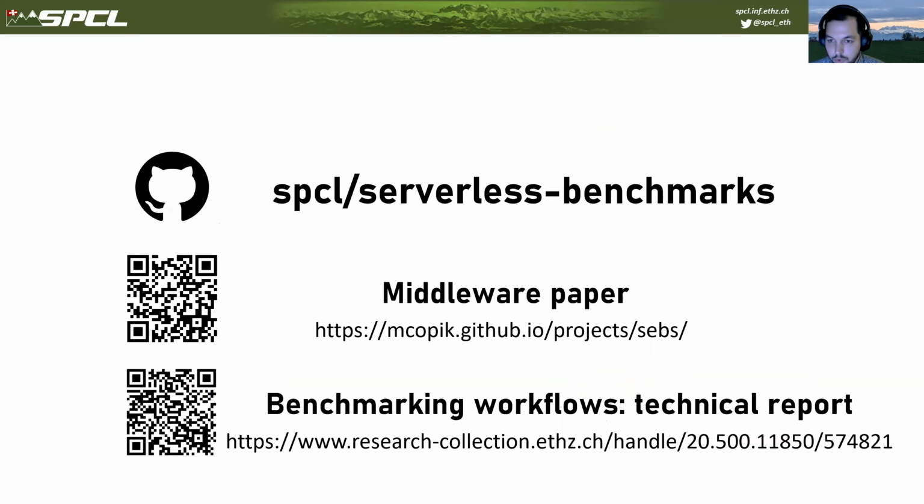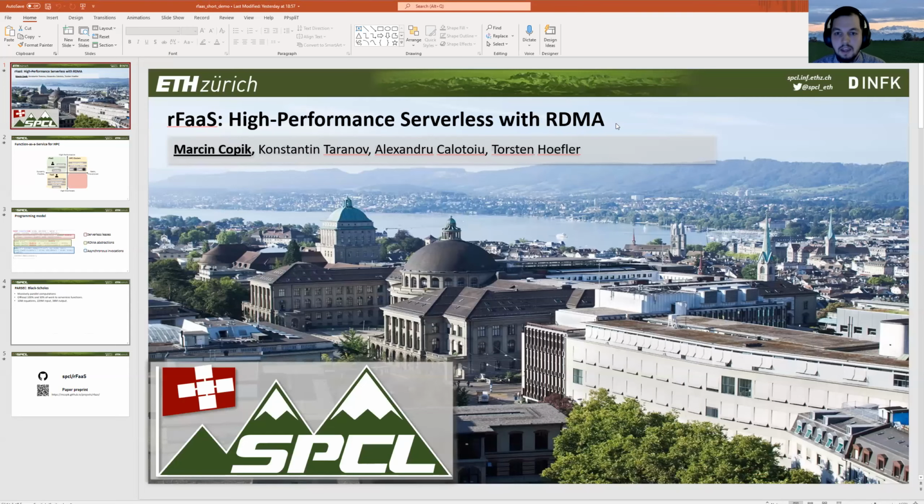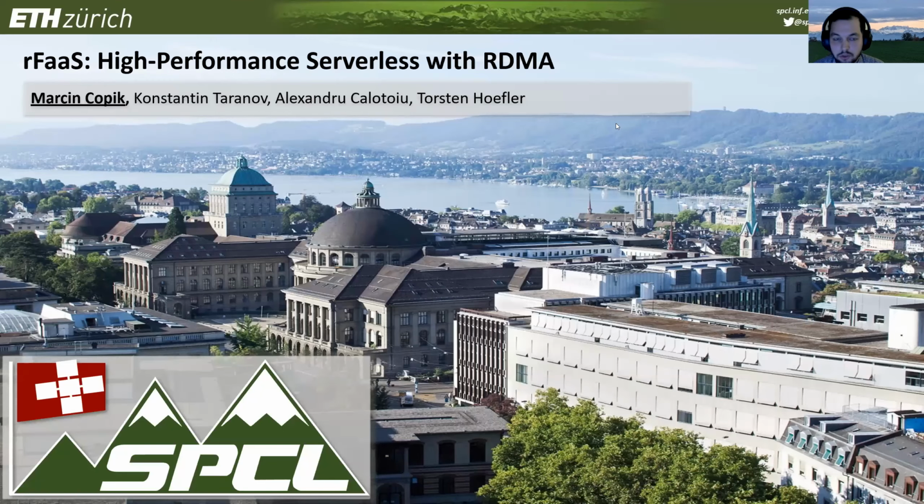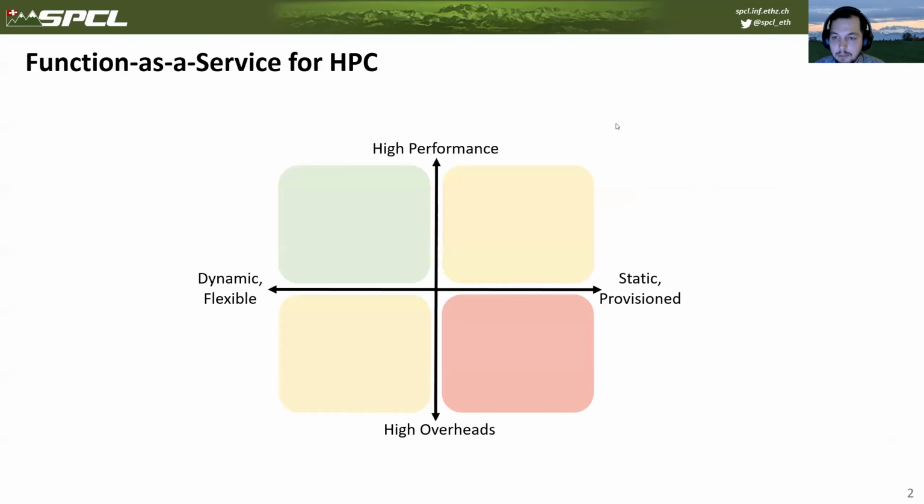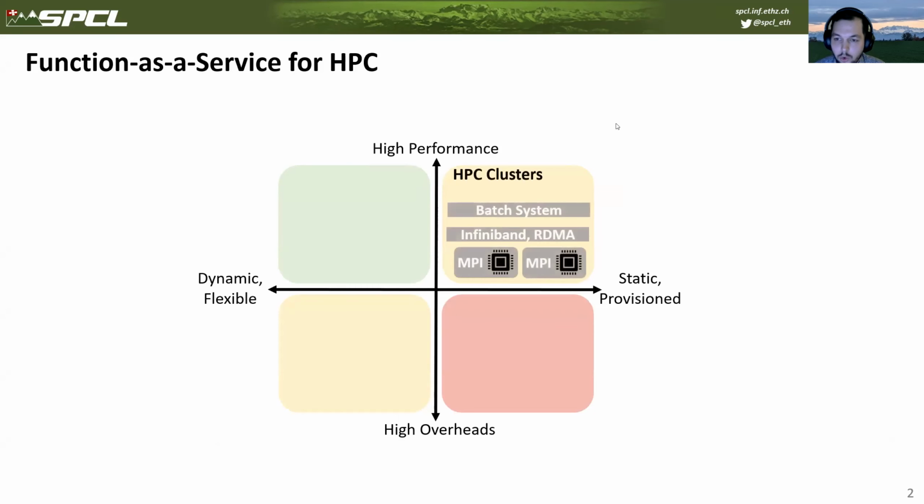And now I will switch to the second demo. The second project I wanted to mention today is rFaaS. It's our solution to the problem of slow invocations and low performance of serverless. The main motivation of our work came from working with high performance systems, which are usually quite static in resource allocation, but they benefit quite heavily from the availability of high-speed networks, in particular RDMA, where we can operate directly on the memory of remote servers.